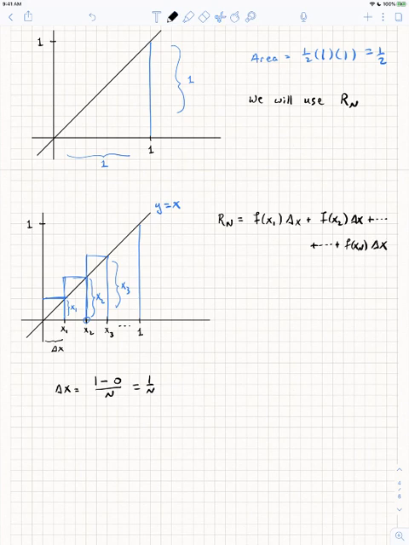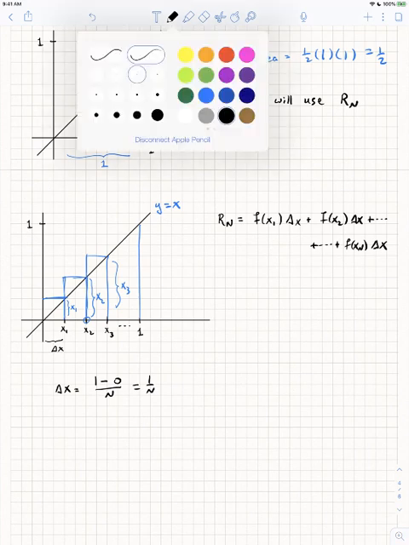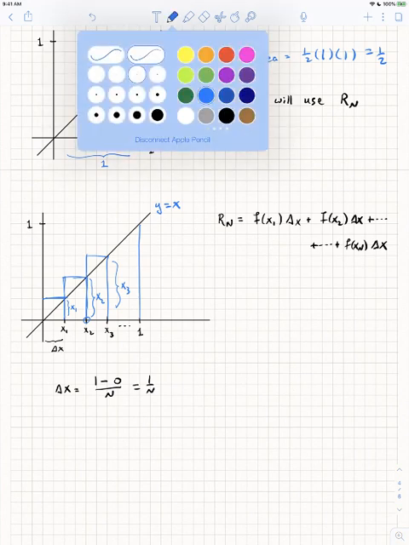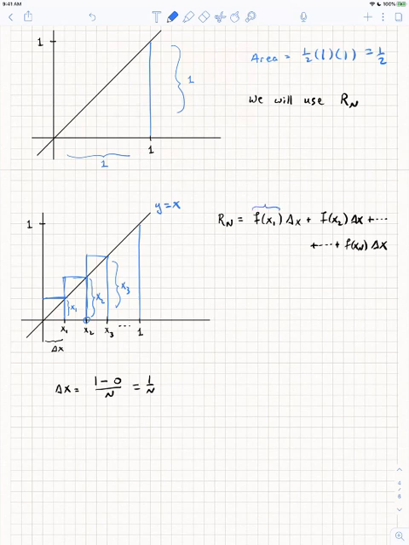Now, it's probably going to be easier to write this out in summation notation, but before we do that, we'll just remark that f at x1 is, of course, x1, because the thing we're looking at here is y equal to x. So f at x2 is x2, and f at xn is xn. So we can write this out. R sub n is x1 delta x plus x2 delta x, and so on until we get to x sub n delta x, like that.